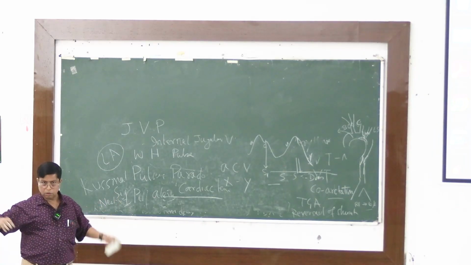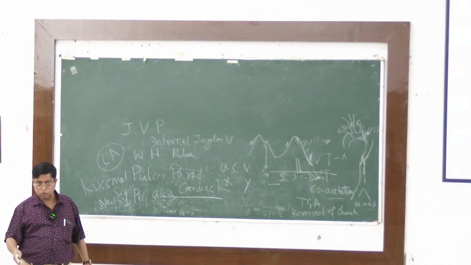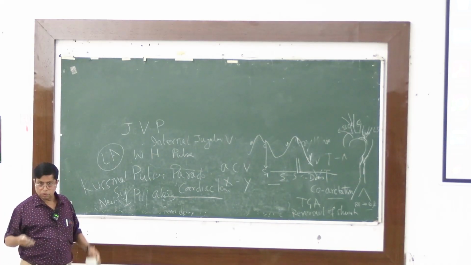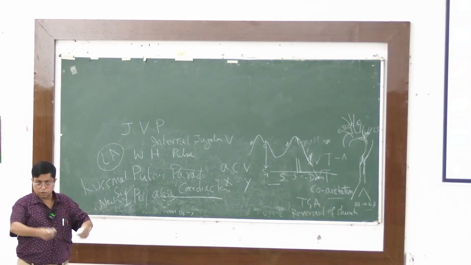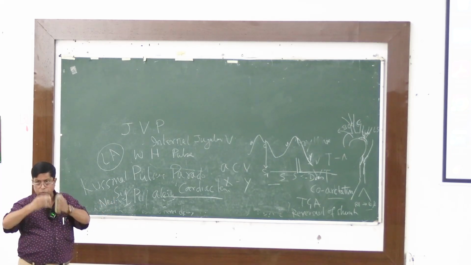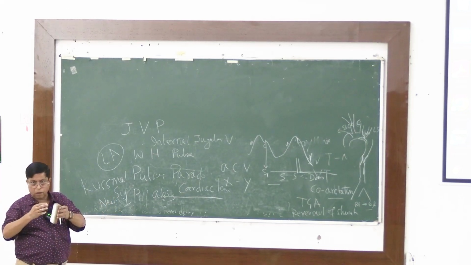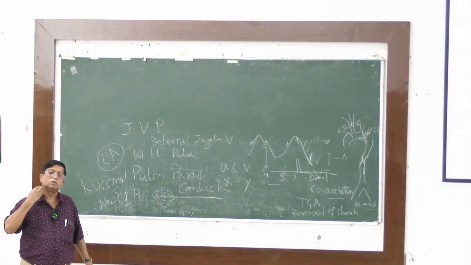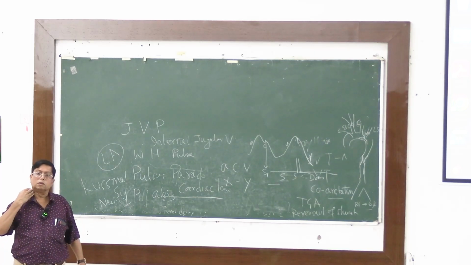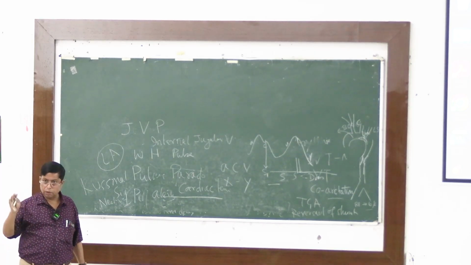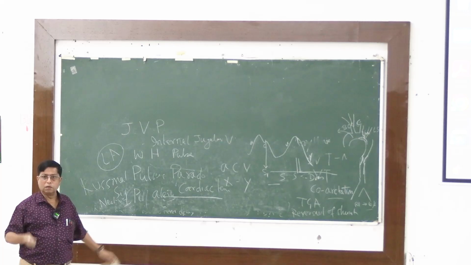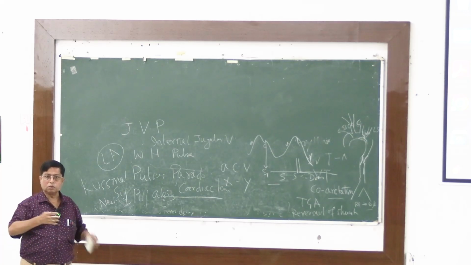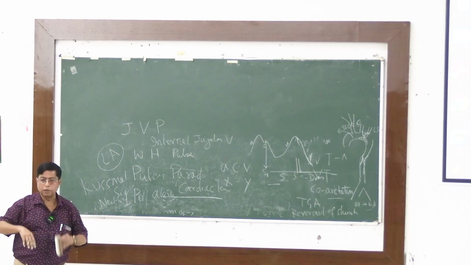Due to negative intrathoracic pressure during inspiration, it will pull blood from the periphery. So more blood will go to the right atrium, and the neck vein will show some rise during inspiration. This is a normal phenomenon. So, there are two normal phenomena in the neck vein. One is that during inspiration it will rise because more blood goes to the right atrium.